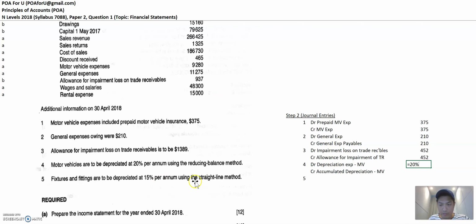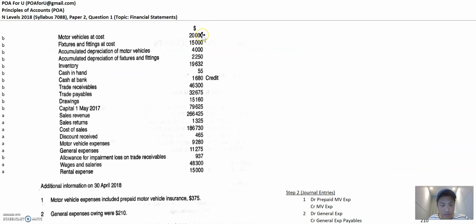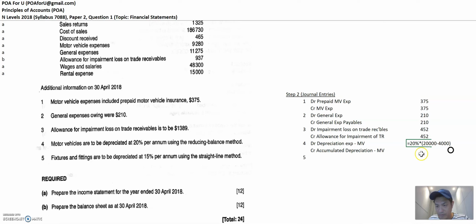20%. Reducing balance would be multiplied by the net book value of the asset, which is defined as the cost of the asset, so 20,000 less accumulated depreciation to date, so 4,000. So this is your formula. All right, net book value is cost, which is 20,000 less accumulated depreciation to date, which is 4,000, multiplied by the rate of 20%. So that's 3,200.